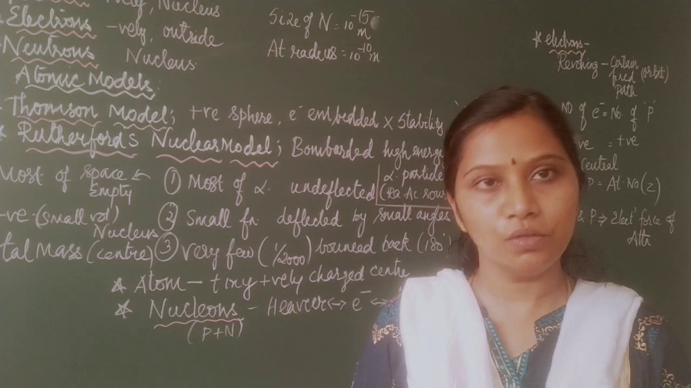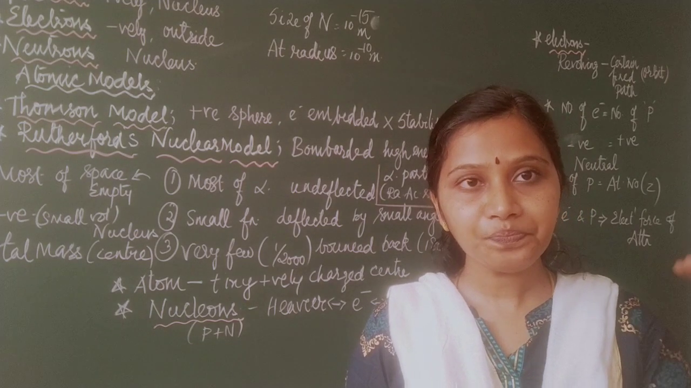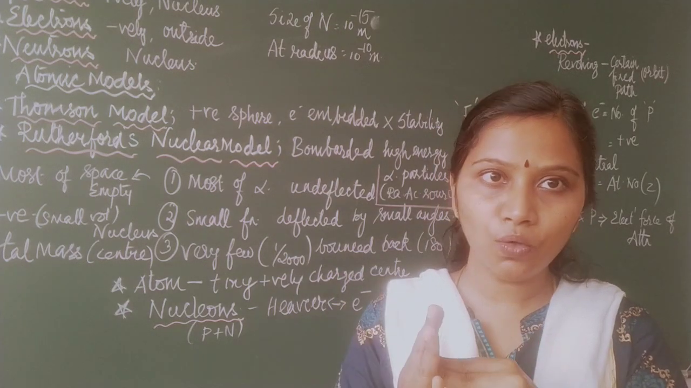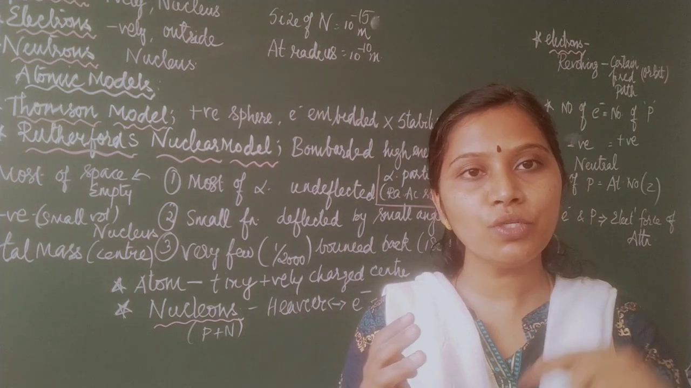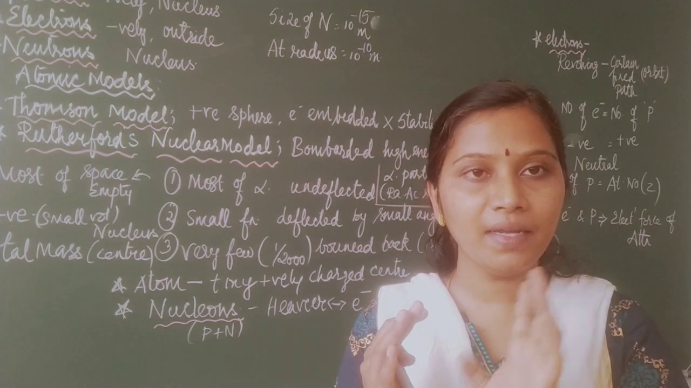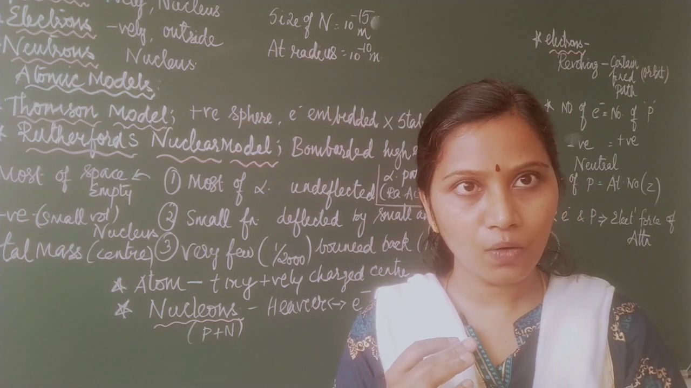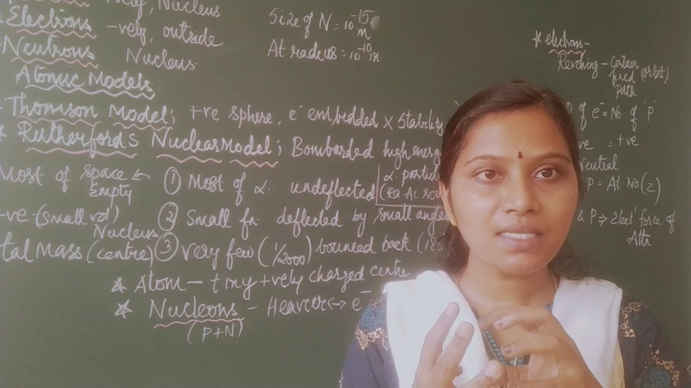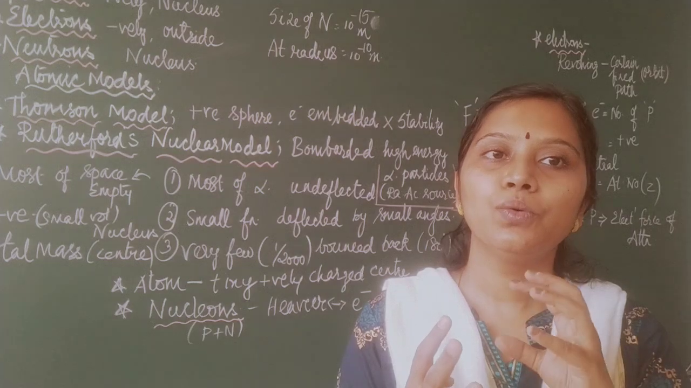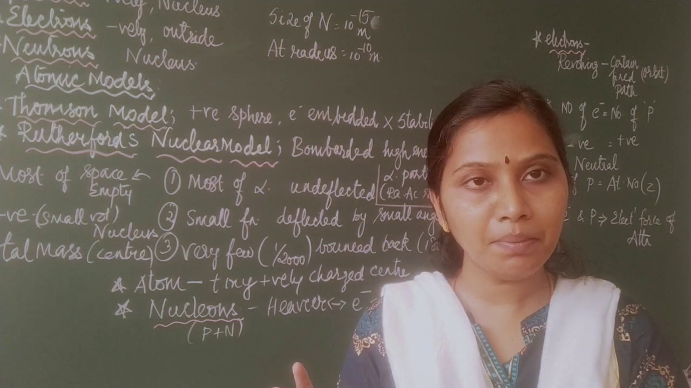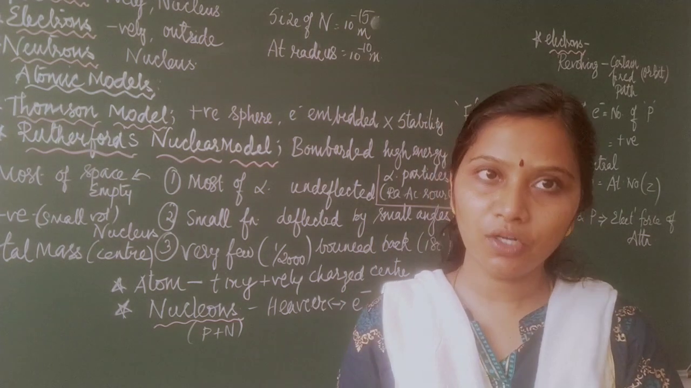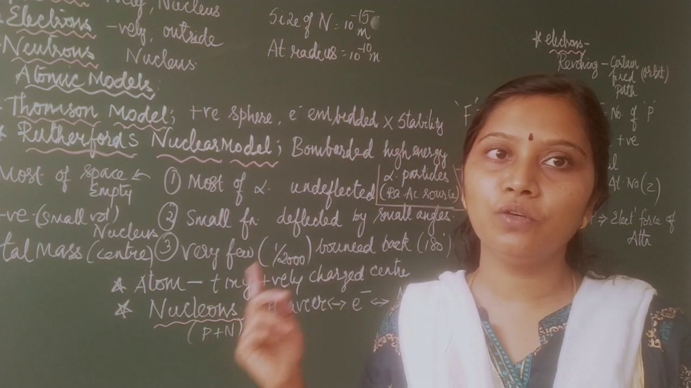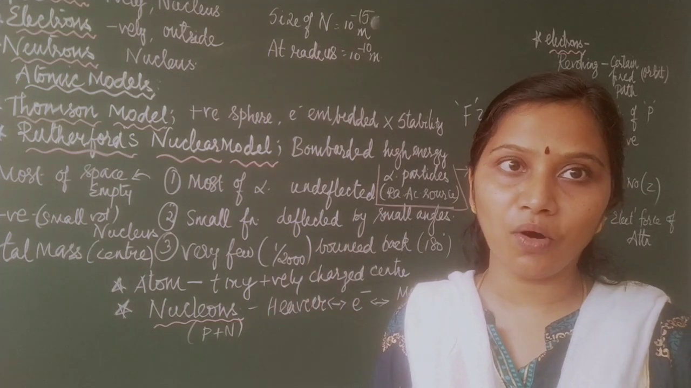So we moved to the Rutherford model. He bombarded alpha particles from a high energy source onto a thin gold foil. There were three observations: most passed undeflected, few were deflected, and very few were deflected at an angle of 180 degrees. This shows that most of the space of the atom is empty and the mass is concentrated at the center. Nucleons give your mass number, and the number of protons is your atomic number. Next we will see the drawbacks of the Rutherford model. What is the drawback of the Rutherford model? That we are going to see.